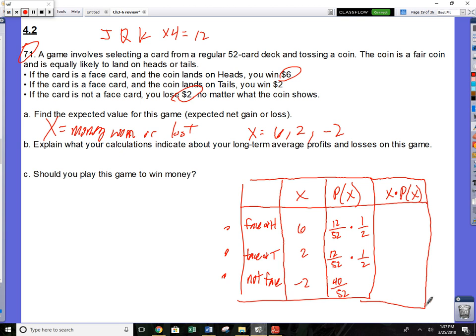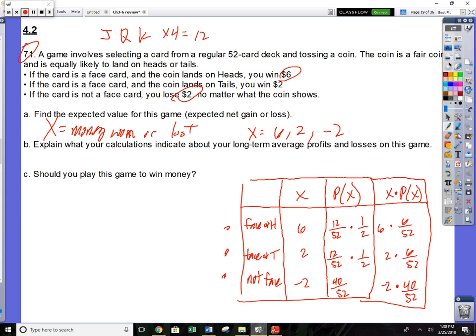Okay, now here's what I'm going to do. To find the expected value, you take how much you're going to win, and you multiply it by the probability. So this is going to be 6 times 12/52 times 1/2, and this is going to be 2 times 12/52 times 1/2, and this is going to be -2 times 40/52.